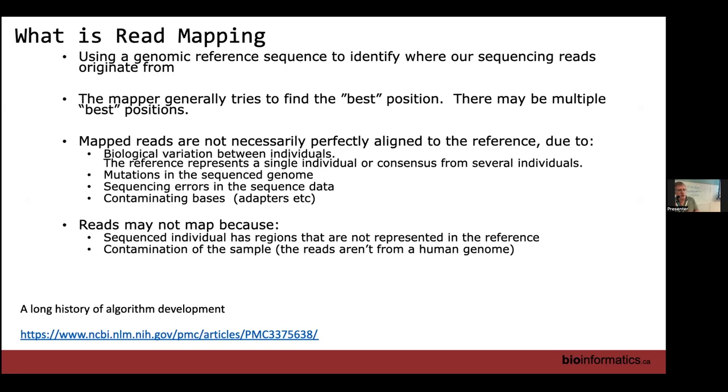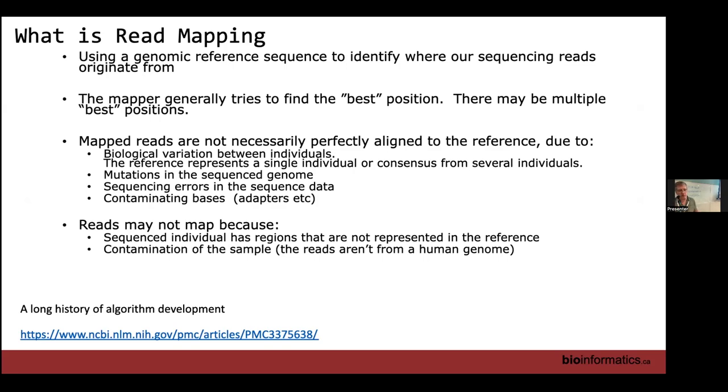So we're going to work with the genomic reference. That'll be in FASTA format. We'll prepare it for mapping. And we're going to take each of those reads in that FASTQ file and map it to a position. Generally, the mapper is trying to find the best position to put a read.